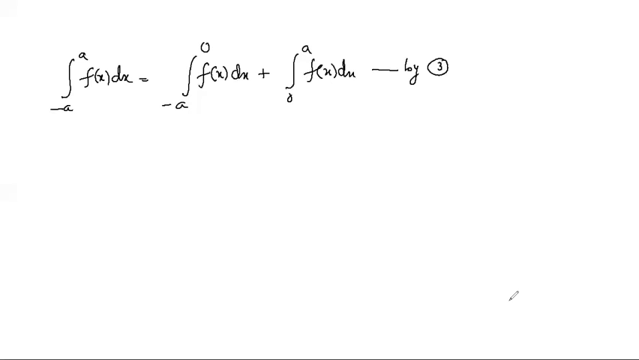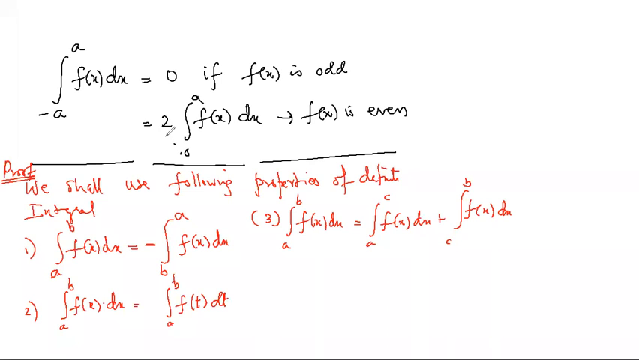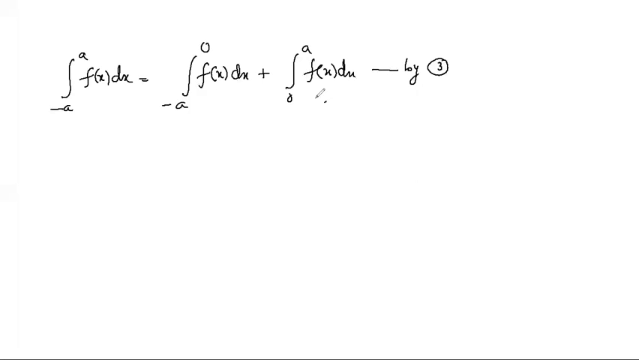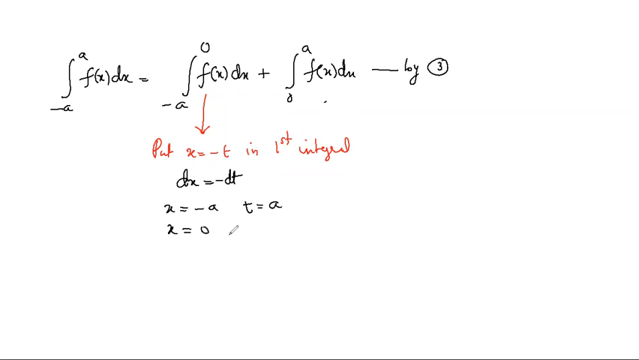Now this I require in my answer. See here, twice 0 to a. So this I require in the answer. The one which you require in the answer, keep it as it is. The one which you don't require in the answer, we'll have to change. So in the first part, put x equal to minus t. When I put x as minus t, let's see what happens. dx will become minus dt. When x takes value minus a, t will take positive value a. When x takes value 0, t will take 0.